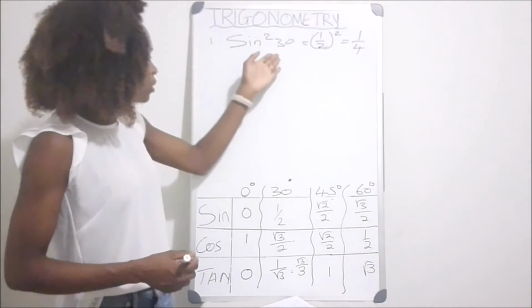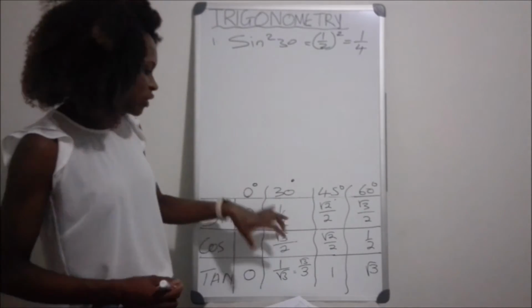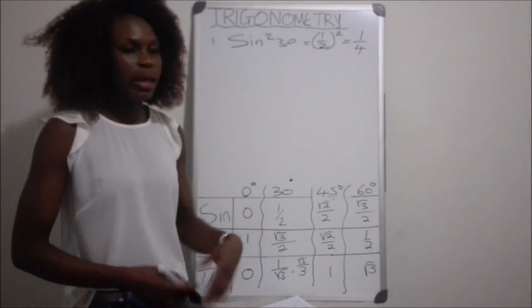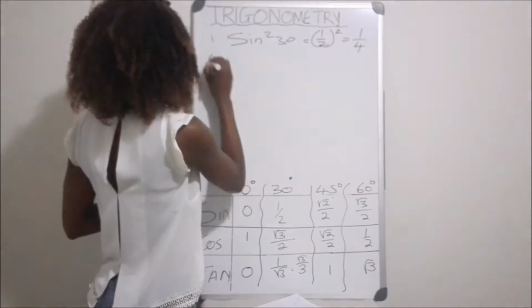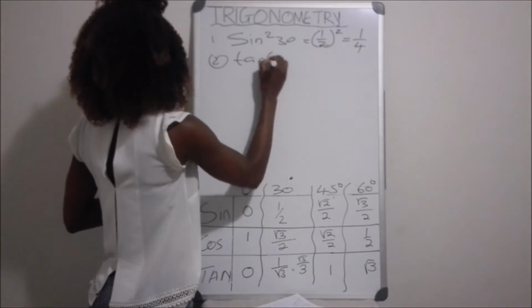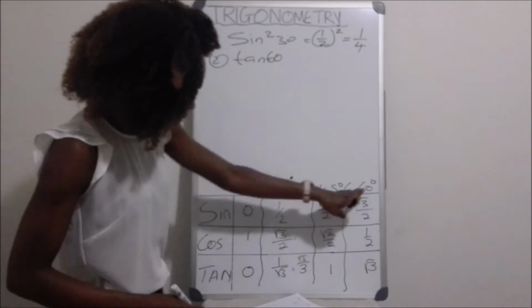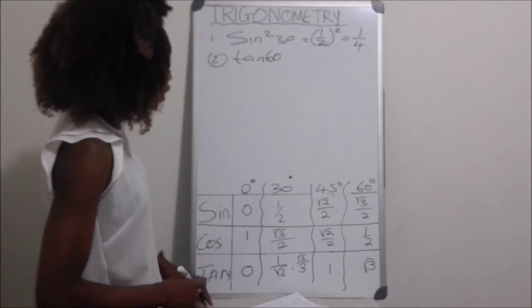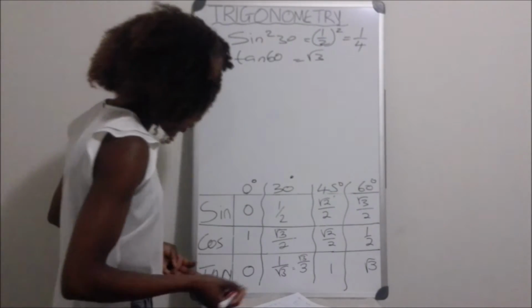Now, sine 30, I just come here and look from the table for the value of sine 30, and it's 1 over 2. Put it there and you get your answer. All right, let's look at the second one, which is tan 60. From this table we can just go to tan 60, and it corresponds to root 3. That is without the use of a calculator.